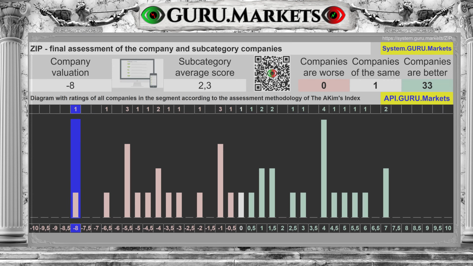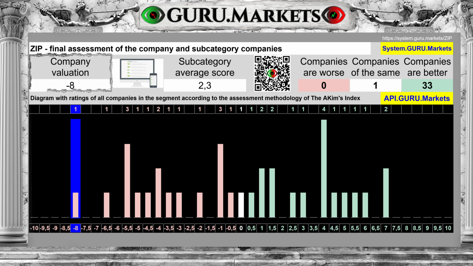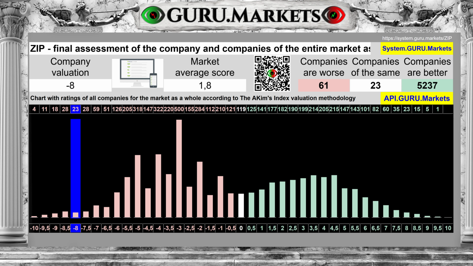The result for the company in question is -8 out of 10 points. The average result for the subcategory is 2.3 points. If you look broadly, within the entire stock market as a whole, you can see that the average result for the stock market in the aggregate is 1.8 points, against a score of -8 points for ZipRecruiter Inc.